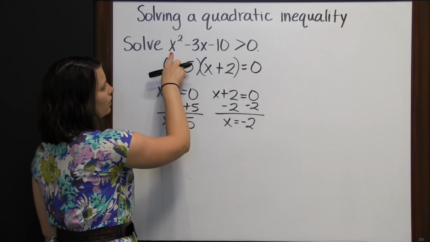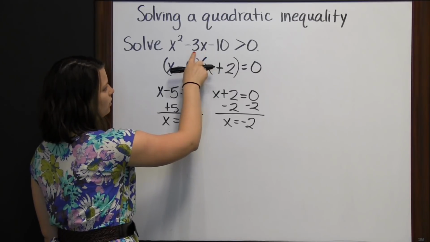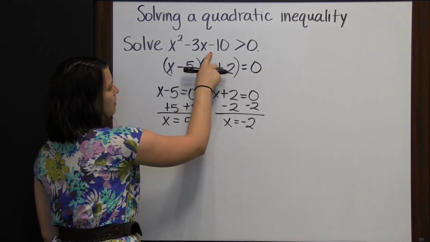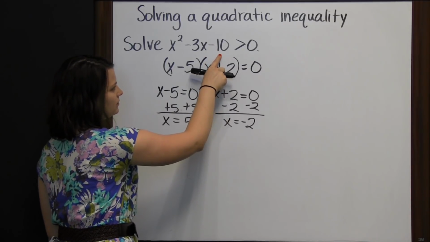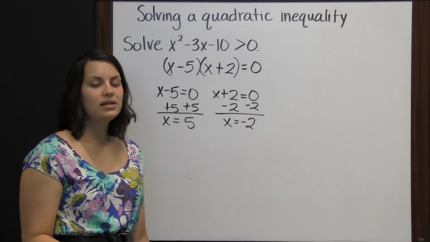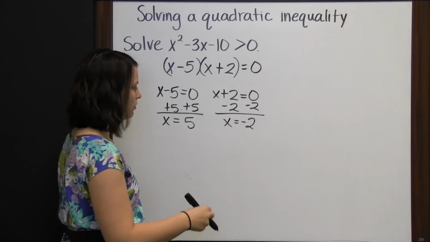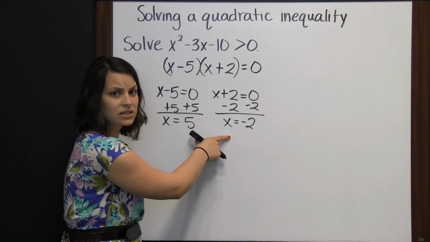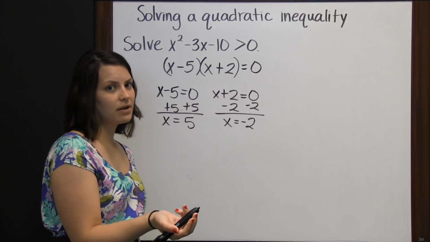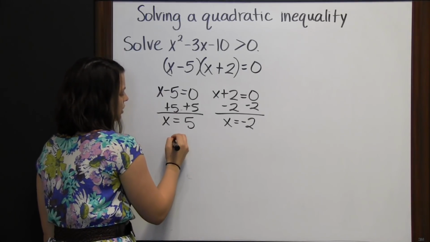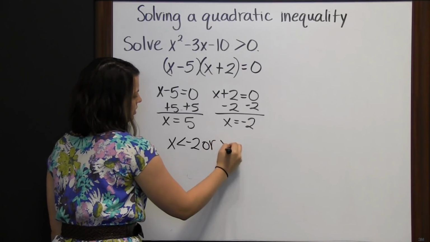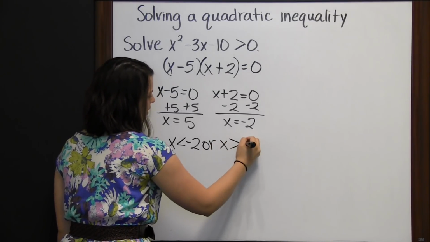0 squared is 0, minus 3 times 0. 3 times 0 is 0. So 0 minus 0 minus 10, that's negative 10, is greater than 0. That's not a true statement. Negative 10 is not greater than 0. So our solution set is not the set of numbers between these numbers, but instead it's the set of numbers outside. So x is less than negative 2, or x is greater than 5.